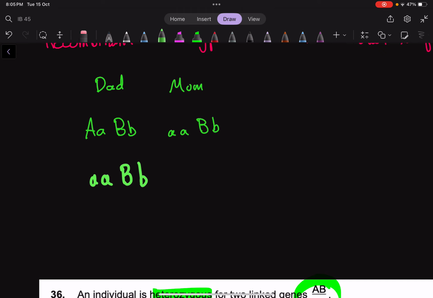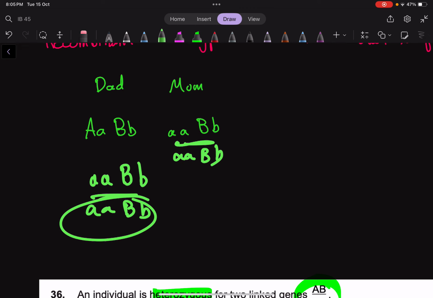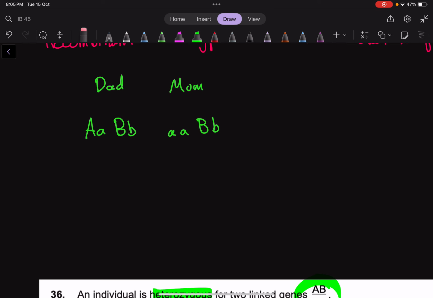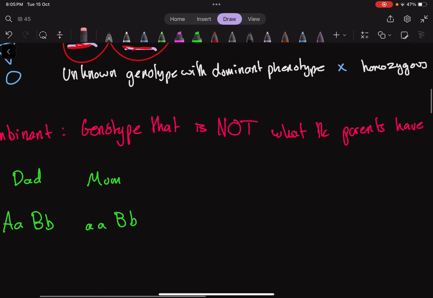No, it is not. Why? Because it matches the mum. The mum is small a, big B, little b, and so that's what the kid is, and that's also what the mum is. These match. If we notice, these are the same. So the same means it's not a recombinant. A recombinant is something that is not in the parents.